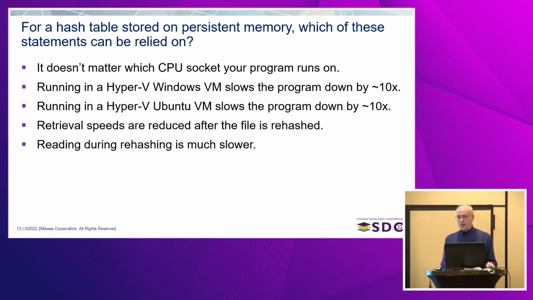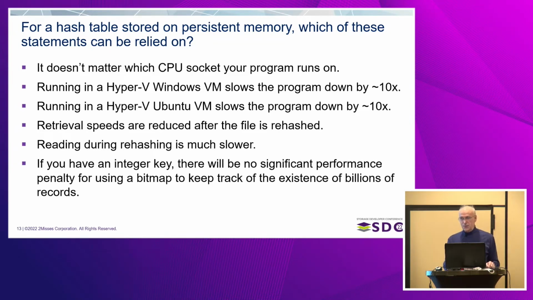Reading during rehashing, that's not why you're actually relocating records, but you relocate some records and you do some other operation, relocate some more records. And if you have an integer key, which is not that unusual, there will be no significant performance penalty for using a bitmap to keep track of the existence of billions of records. Billions of bits, that's not much data, right? Okay, anybody want to guess how many of these or which ones of these are true?